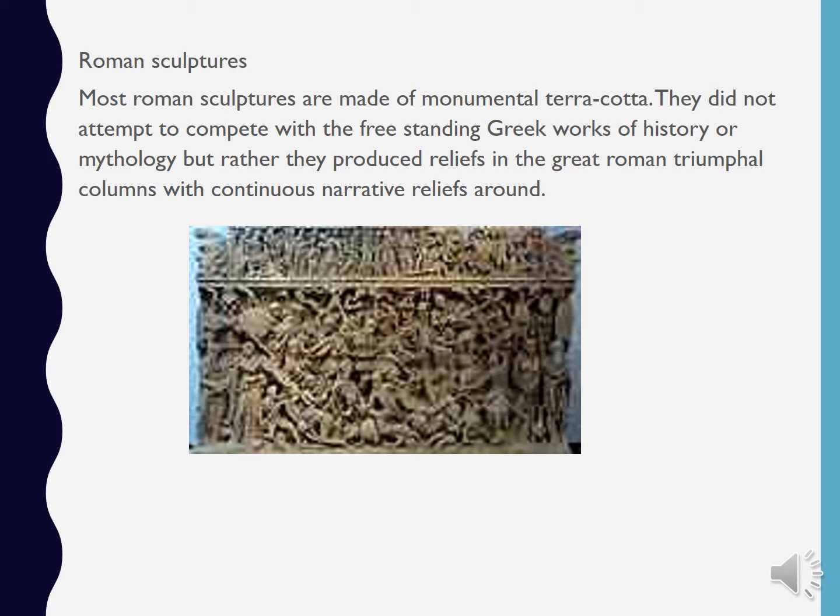Roman sculptures. Most Roman sculptures are made of monumental terracotta. They did not attempt to compete with the freestanding Greek works of history or mythology, but rather they produced relief, as in the great Roman triumphal column with continuous narrative relief around. So these are examples of Roman sculptures.